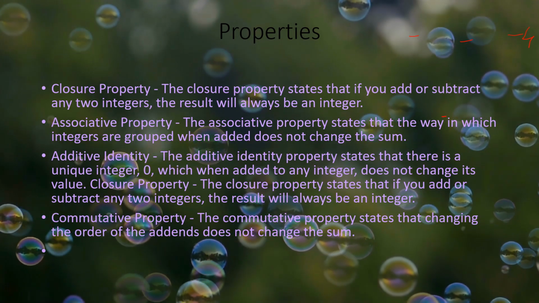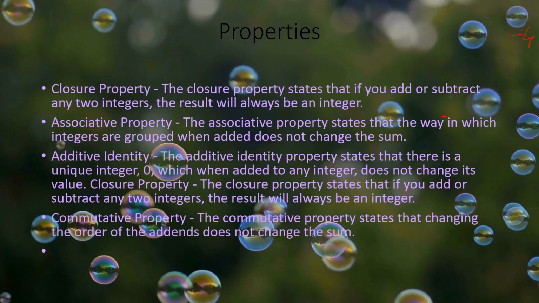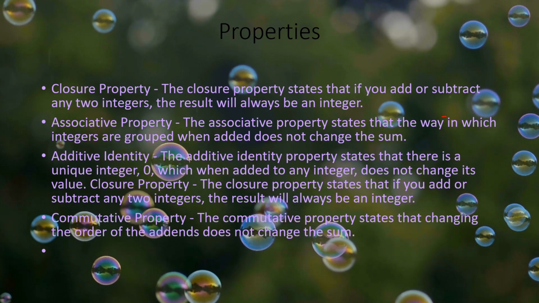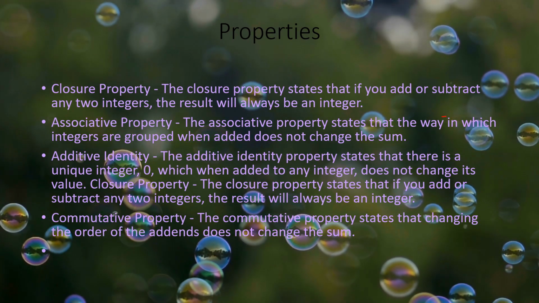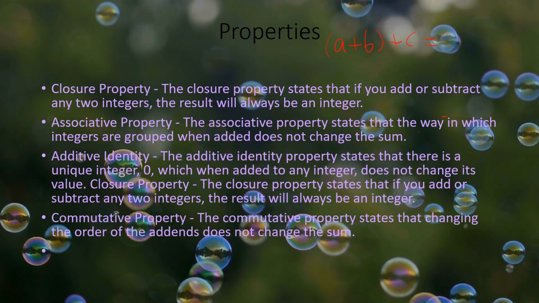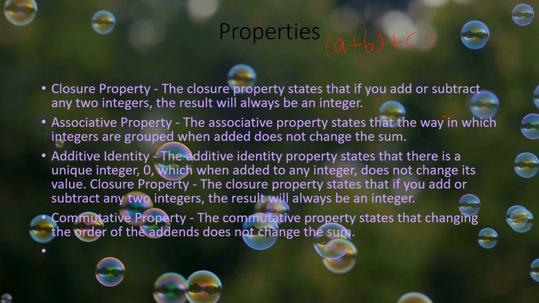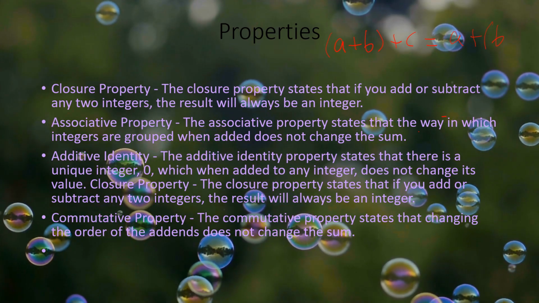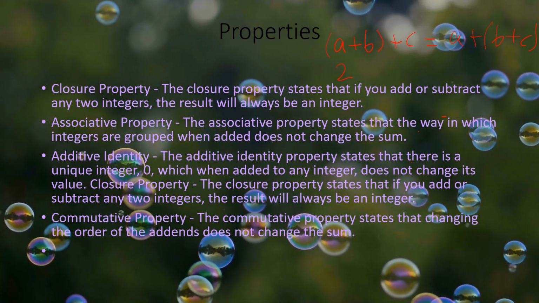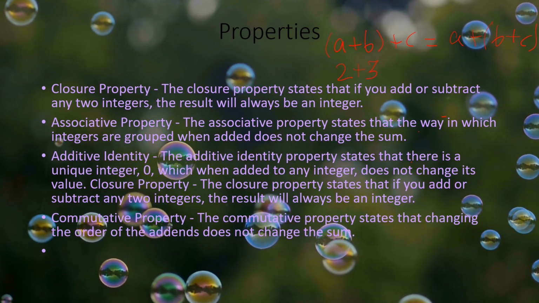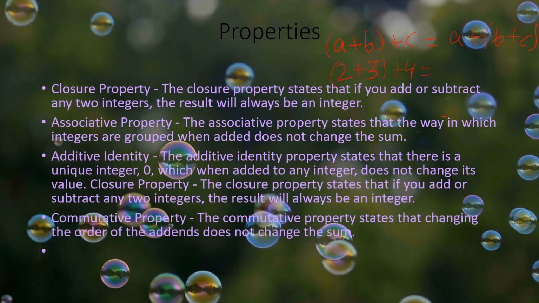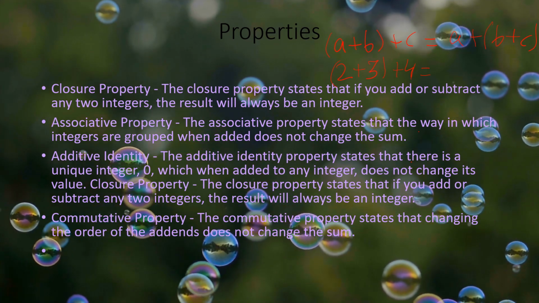Associative property. Now let's explore the associative property of addition. The associative property states that the way in which integers are grouped when added does not change the sum. In other words, (a plus b) plus c equals a plus (b plus c) for any integers a, b and c. Now let's look at the example 2 plus 3 plus 4. Let's take a as 2, b as 3 and c as 4. The result is 2 plus 3 is 5, plus 4 is 9.